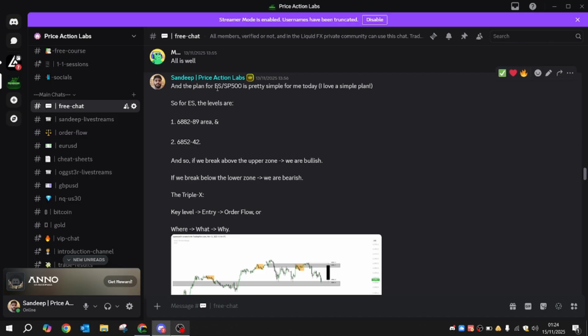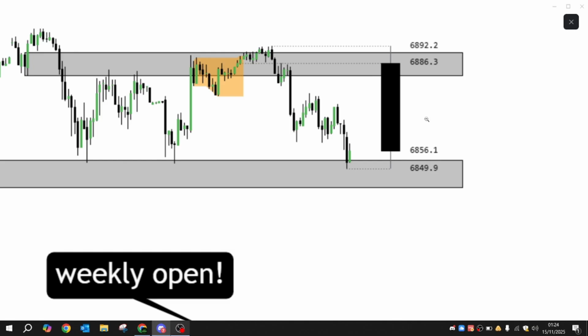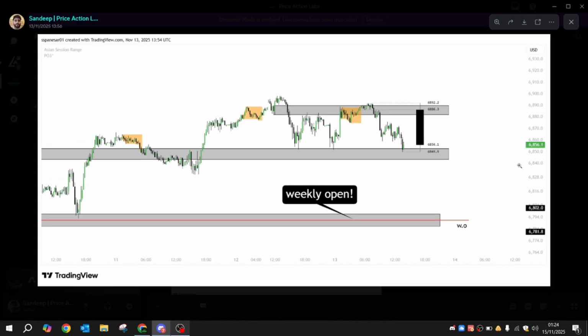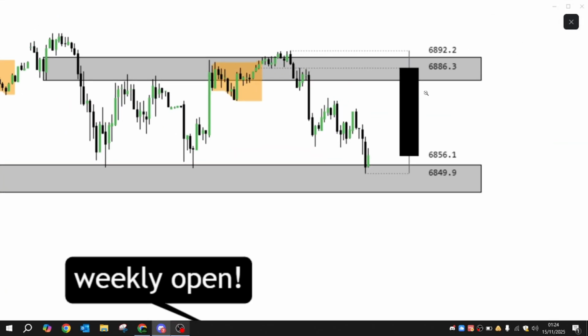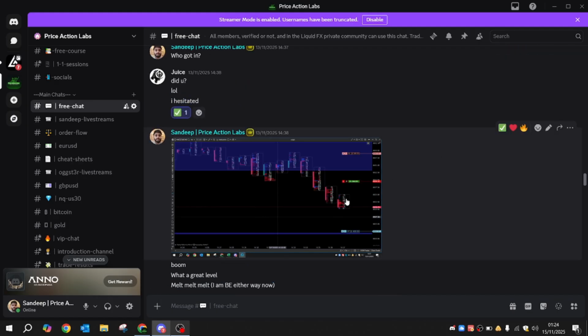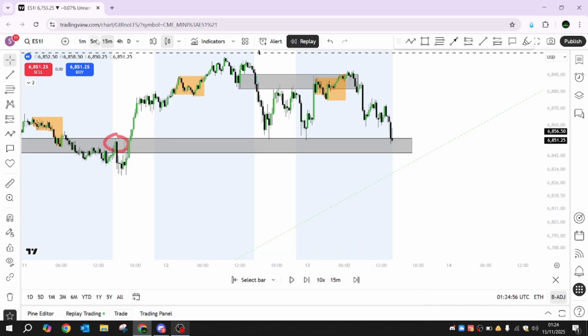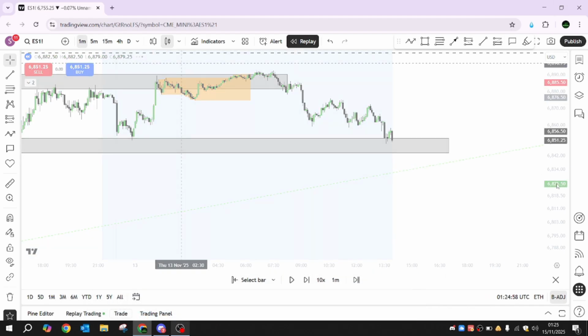My plan for the S&P was pretty simple that day. For ES, these are the two levels I was looking at. If we break above this level, so this is now 68.90 area, if we break above 68.90, I am long. If we break below 68.40, I am short. These were the only two levels I was looking for. That's how simple your plan is, right? So this was my execution. This was probably the best trade of the week in my opinion. I'm just going to break it down.